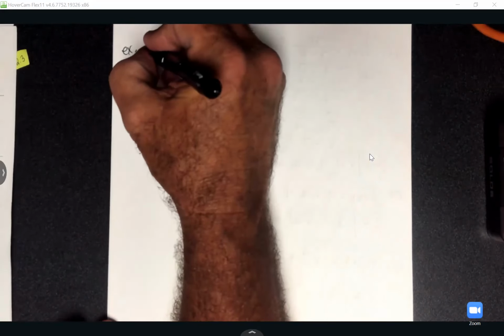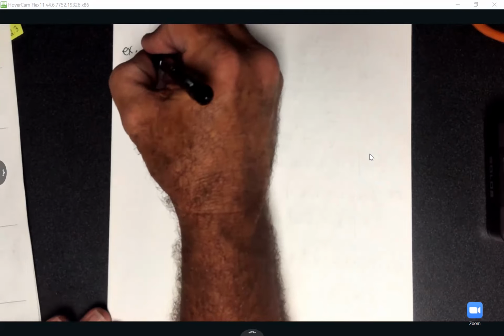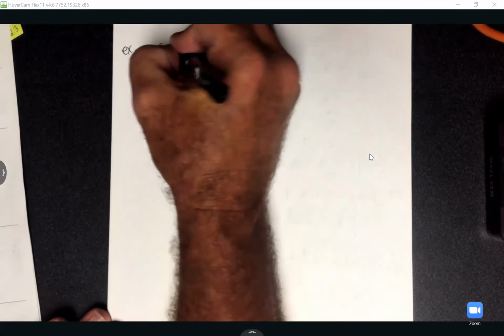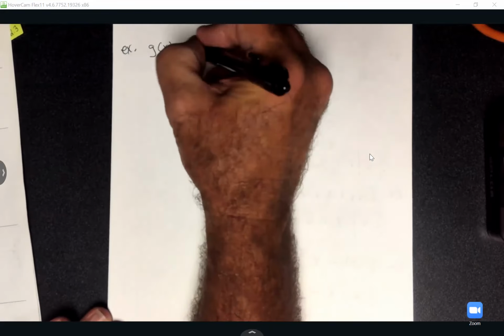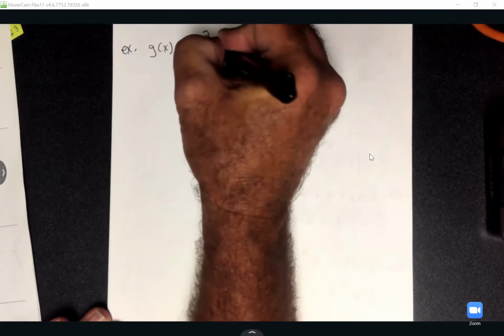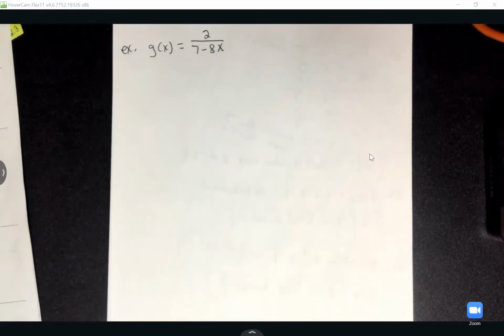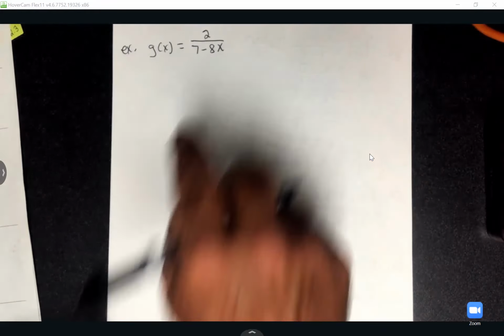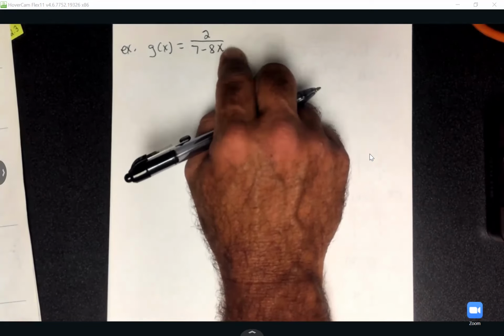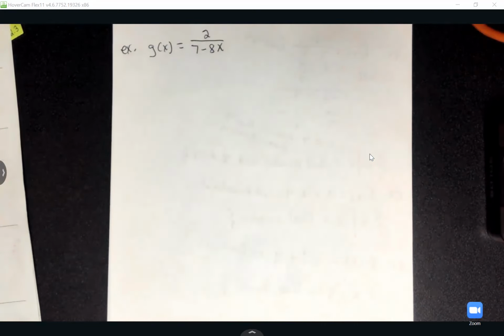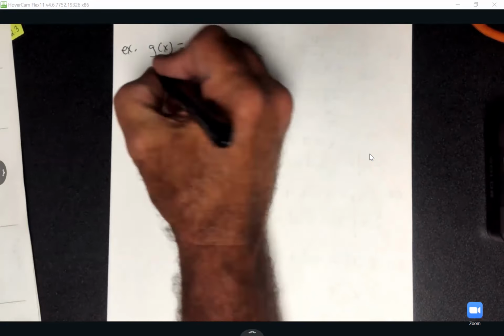All right, I got another one. g of x is going to equal 2 over 7 minus 8x. So guess what? We do have a fraction. So since I have a fraction, I'm going to set the denominator only equal to 0.